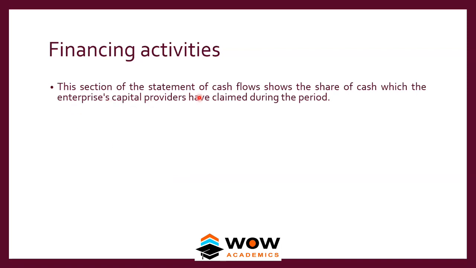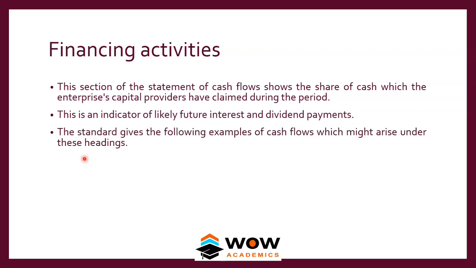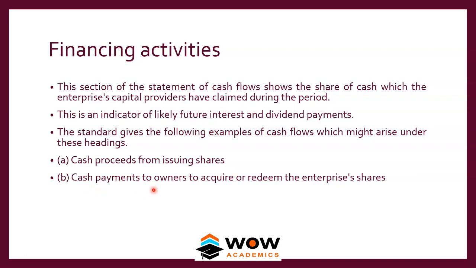This section of the statement of cash flow shows the share of cash which the enterprise's capital providers have claimed during the period. Claimed means how much money has come to the company. This is an indication of likely future interest and dividend payment. So the more the finance is raised, the more interest and dividend has to be paid. The standard gives the following examples of cash flows which might arise under these headings. Cash proceeds from issuing shares, cash payment to owners to acquire or redeem the enterprise's shares. So the issue of shares is an inflow. The repurchase of shares is a cash outflow activity.